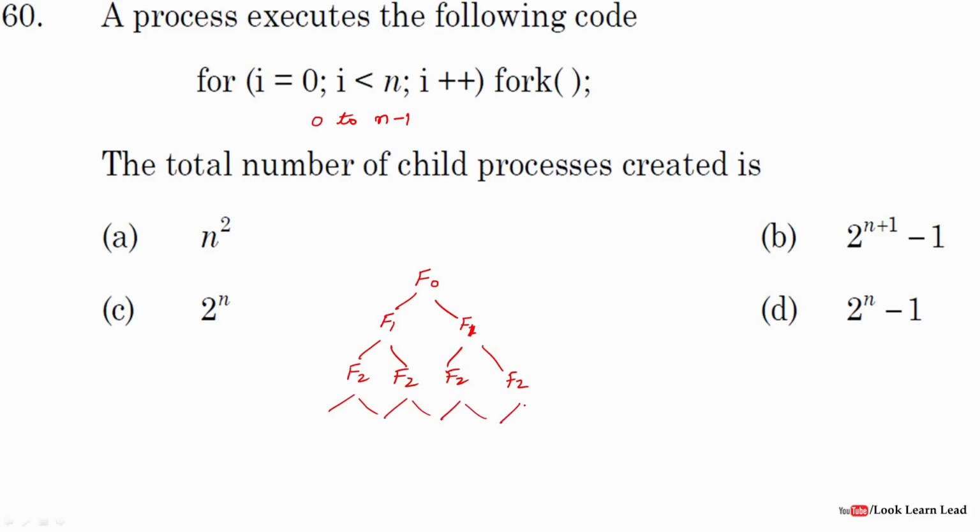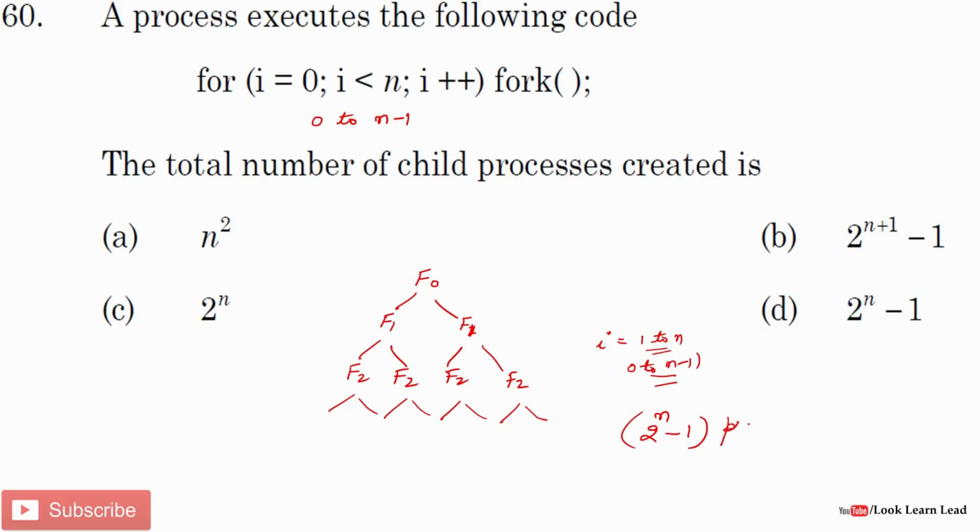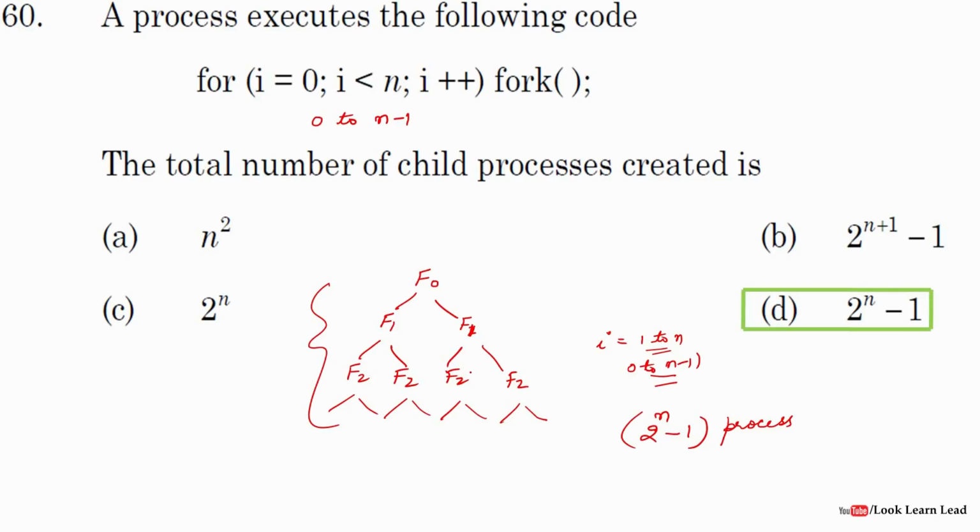We would be having 8, we would be having 16, and so on. So it is 1 to n, or 0 to n minus 1. So our answer would be 2 to the power n minus 1 processes. So this would be the answer. The answer is D. Okay, so this was all about this part.